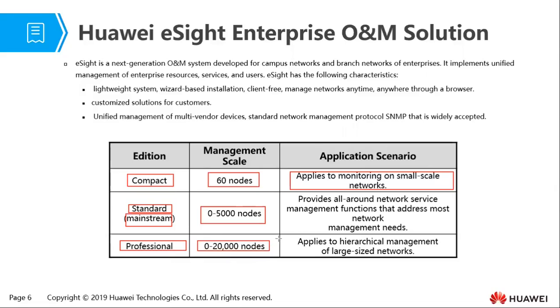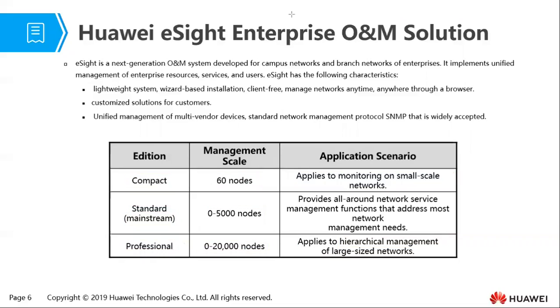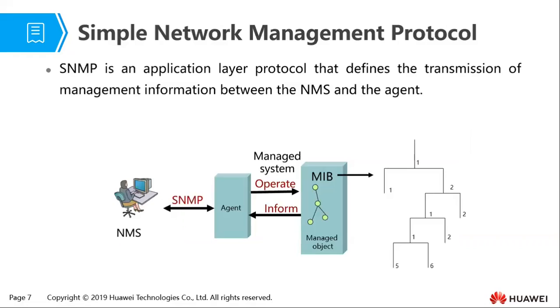20,000 nodes. So this one, the main advantage of the professional edition over the standard edition is that it can support hierarchical management of large sized networks. So those are the 3 editions of eSight: compact, standard, and professional. Please remember the maximum number of devices that they can support.